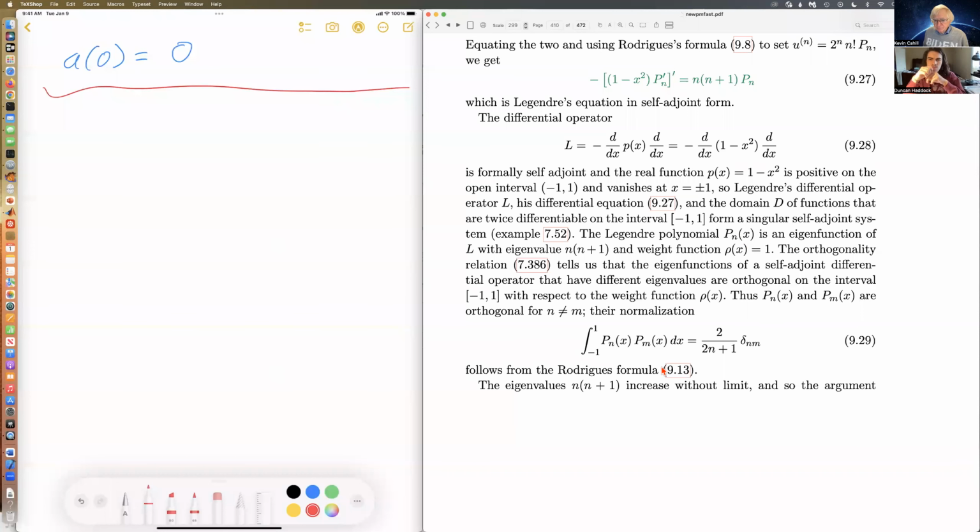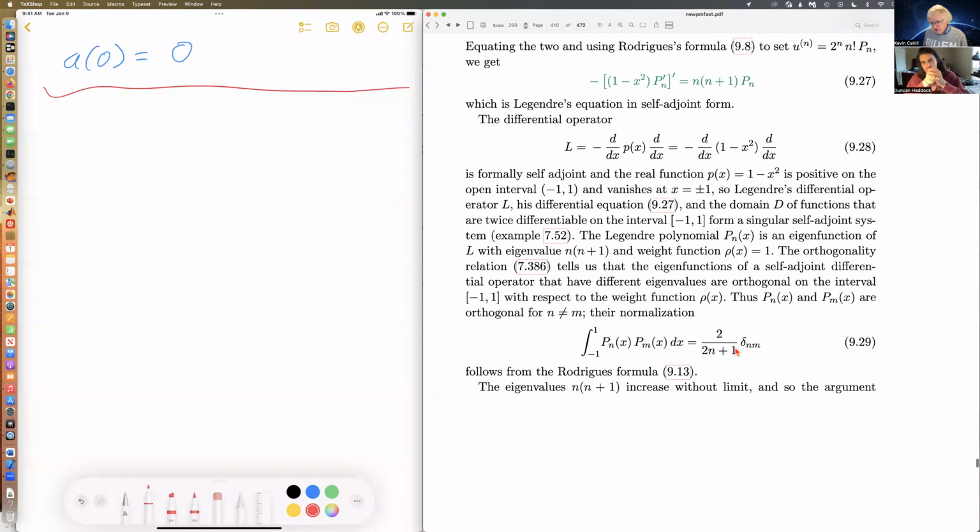Rodrigues's formula can be used to show what the normalization is of the Legendre polynomials, and they're orthogonal, of course, but the factor is 2 over 2n plus 1.